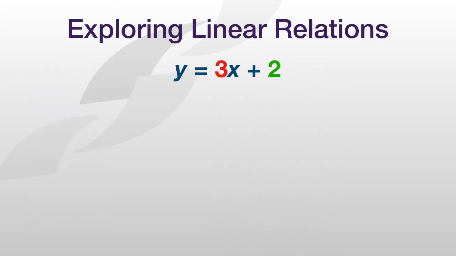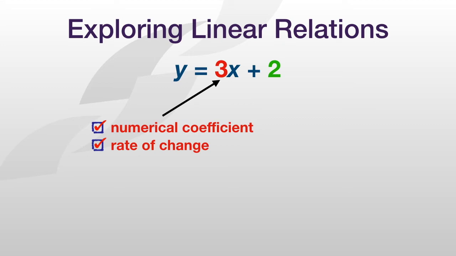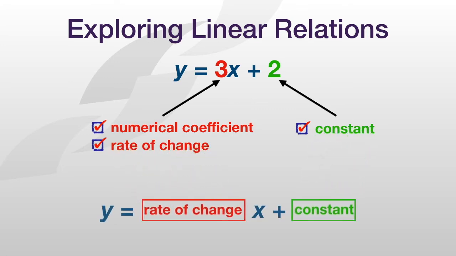Let's summarize what we have learned. In a linear relation expressed algebraically, the number that is multiplied by the variable is called the numerical coefficient, and it also refers to the rate of change of the relation. The term that is added or subtracted is called the constant. Putting these ideas together, we can summarize the equation of a linear relation as y equals the rate of change times x plus a constant.